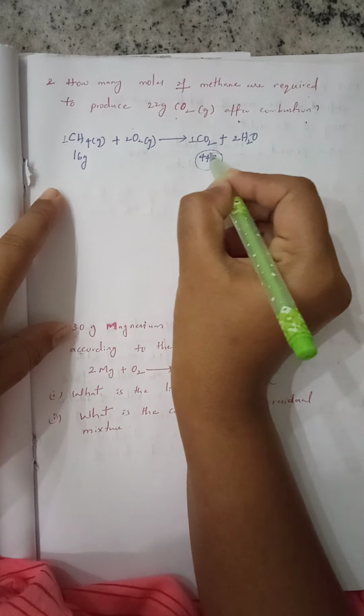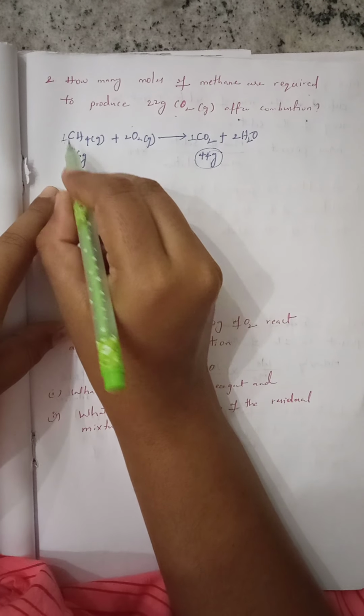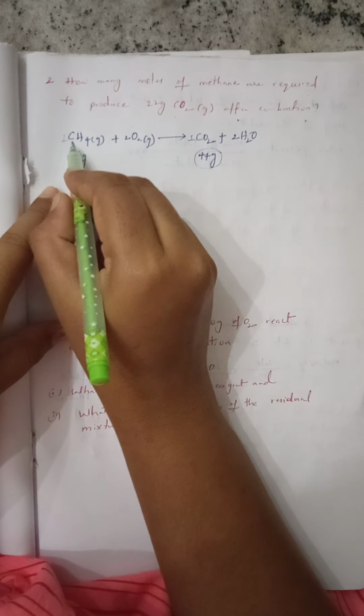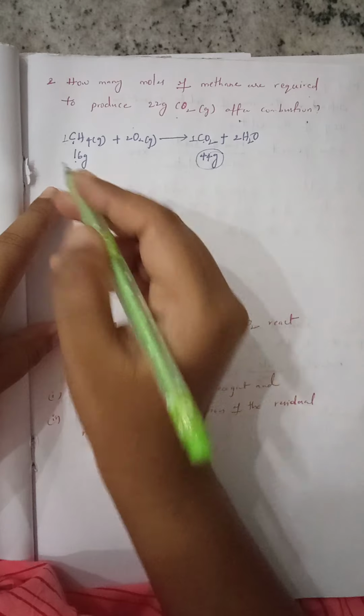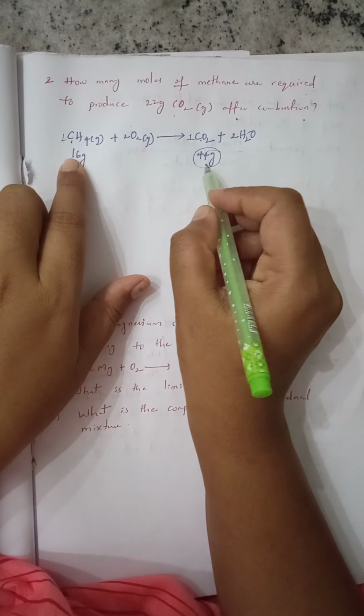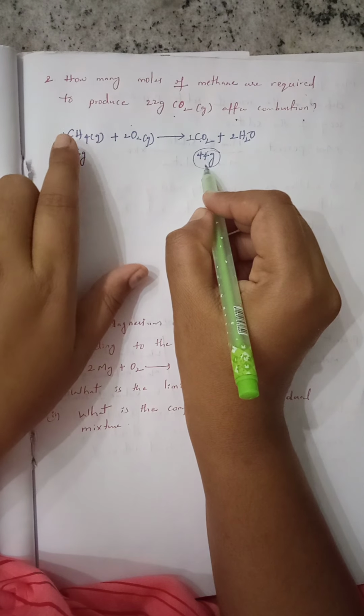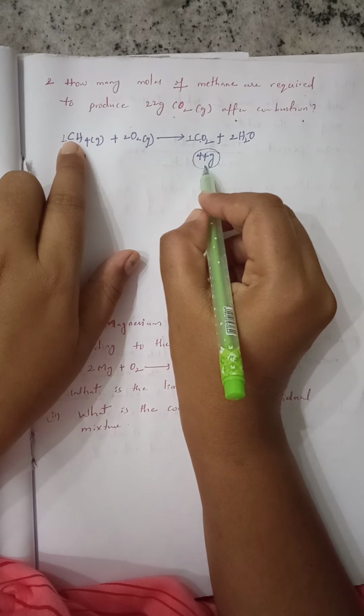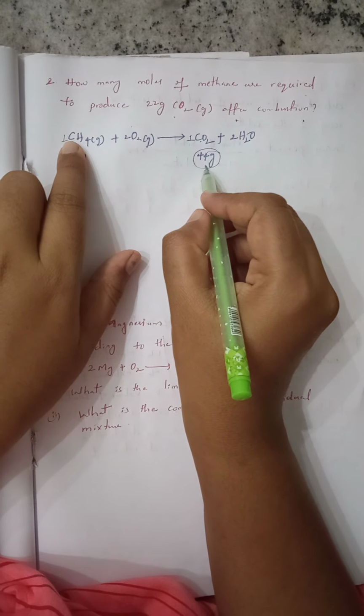Then 1 mole, 44 grams of CO2 is obtained from 16 grams of CH4. That means 1 mole of CH4 can give 44 grams of CO2. We can also write it in this manner: this is 16 grams, this is 44 grams. 1 mole of CH4 can give 44 grams of CO2.